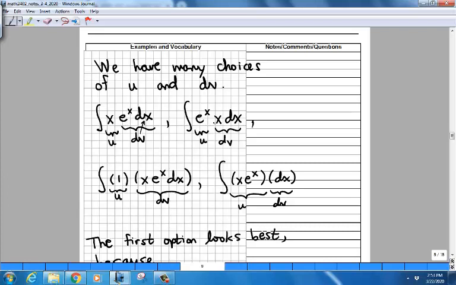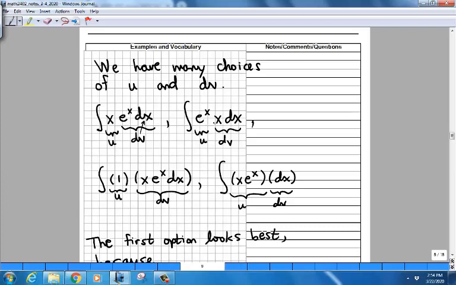Now, let's see. Does that match our guidelines, right? So remember, you want to pick u so that when you differentiate it, you get a simpler expression, and then you want dv to be something that is easy to integrate, or that at least you know how to integrate. Maybe it's not easy, but at least you know how to integrate it, okay? We're going to start with experimenting with this choice for u and dv first, but let me show you what some of your other options would be here.